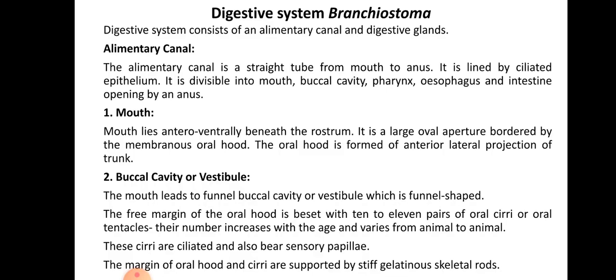As a result, these buccal cirri form sieve-like structures in order to prevent the entry of larger food particles or any sand particles. So it prevents the entry of any foreign particles into the alimentary canal of an amphioxus.